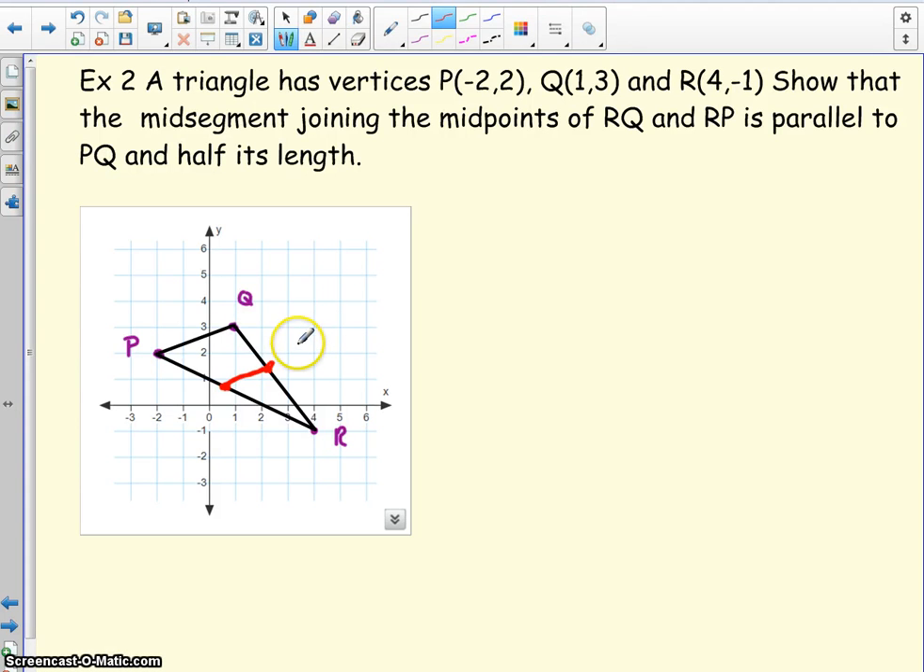So what I'm going to do first is find the two endpoints of this line segment I just drew. So I'm going to find this midpoint, which I'll call A, and this midpoint here, which I'll call B. So A is going to be the midpoint of RQ. So halfway between R and Q, so I'll go 1 plus 4 divided by 2, and then 3 plus negative 1 divided by 2.